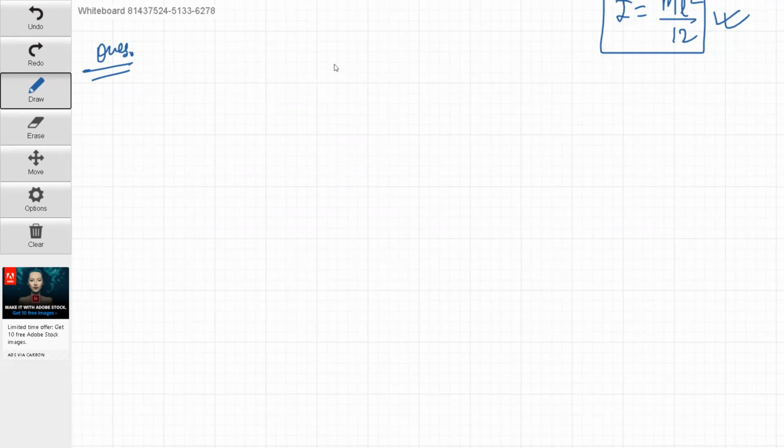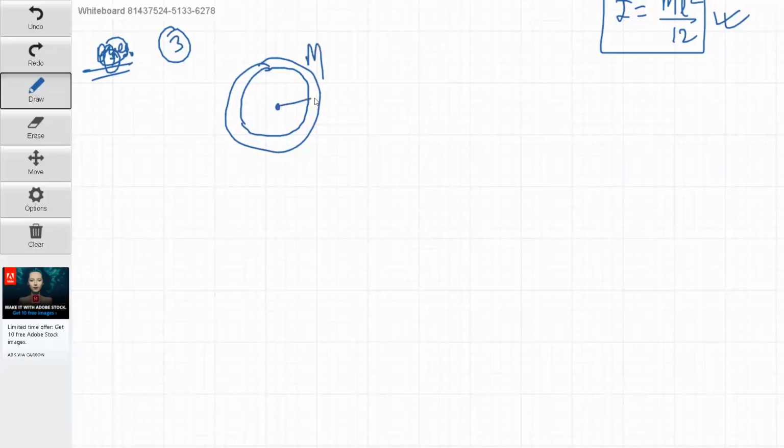Now this is the ring. This is the third one. Mass is M, radius is R. What is the moment of inertia about this axis?